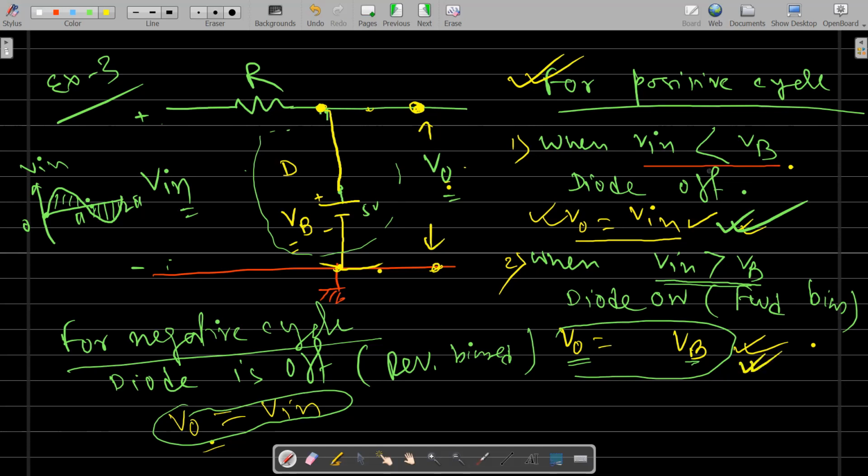So for the positive cycle, we have two situations. One is Vin less than VB, where we are getting output equal to input. And for Vin greater than VB, the diode will be on and forward biased. So V0 will be this VB.